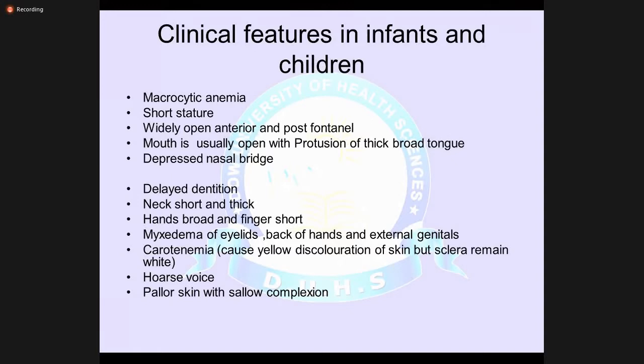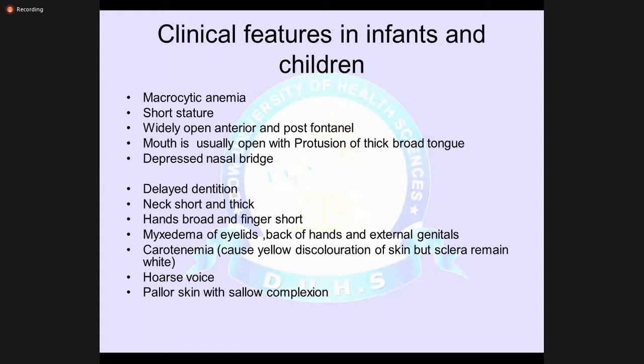So in infants, meaning children who are less than 1 year of age and more than 1 year of age, these are the findings that should make you start thinking that you might be dealing with an infant or child with congenital hypothyroidism. And the signs are macrocytic anemia, meaning that the RBCs will be large in size, and short stature, meaning the height of the child will be less according to the age.